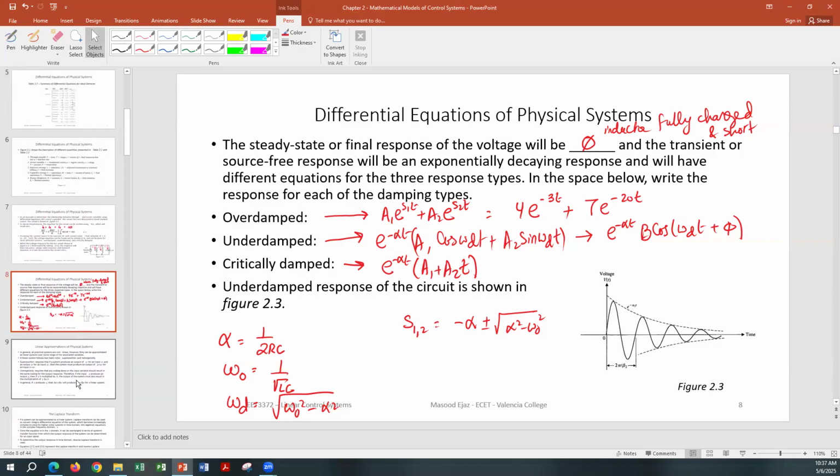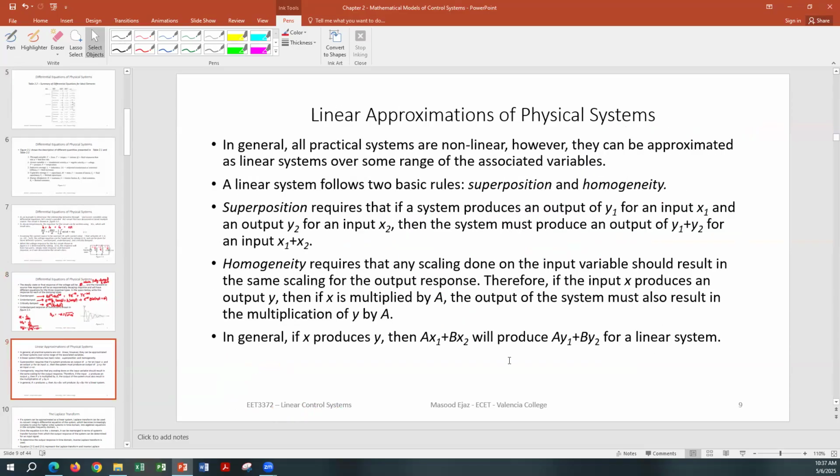And again, we're going to be seeing this type of responses in control systems. Linear approximation of physical systems. Mostly all physical systems are non-linear actually. They're not linear. All practical systems are non-linear. But within the constraint, you can assume them to be linear.